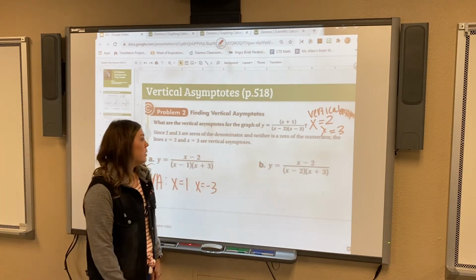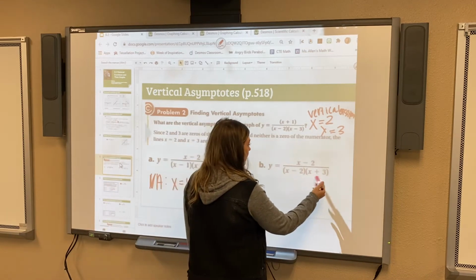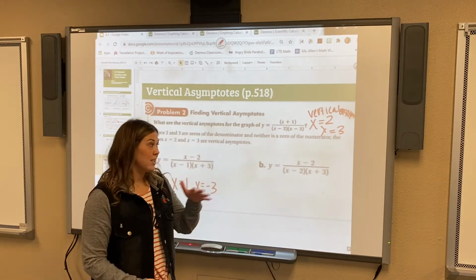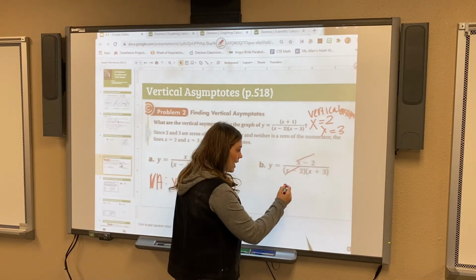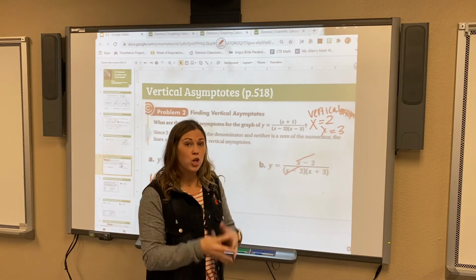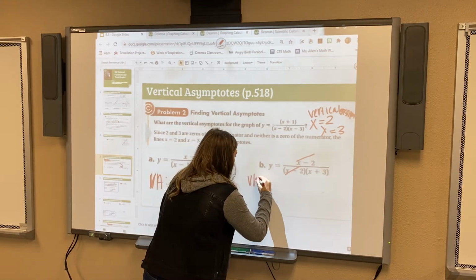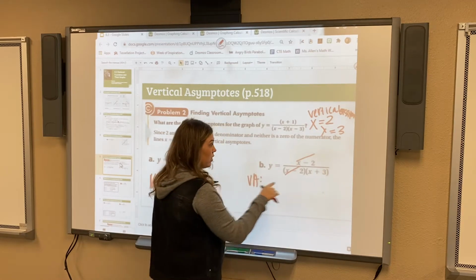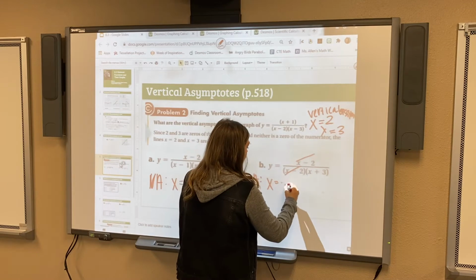Okay? B, so we have an x minus 2 over x minus 2 and x plus 3. So if you see here, we both have an x minus 2. Those kind of cancel, okay? So what this means is our vertical asymptote, it would be what doesn't cancel. So this x plus 3, so that would be an x equals negative 3.